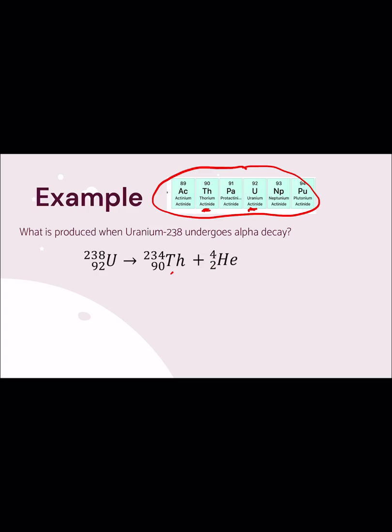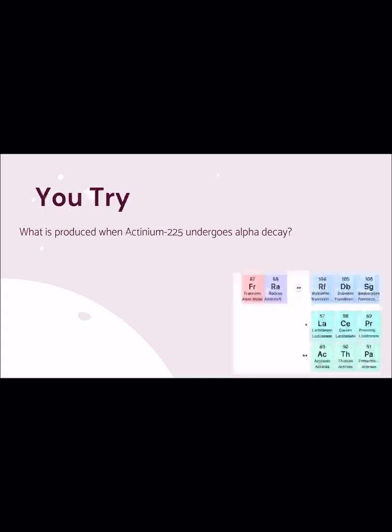So let's see if you've understood. You can try it. What is produced when actinium-225 undergoes alpha decay? So take a little bit of time. I've screenshotted a chunk of the periodic table for you.